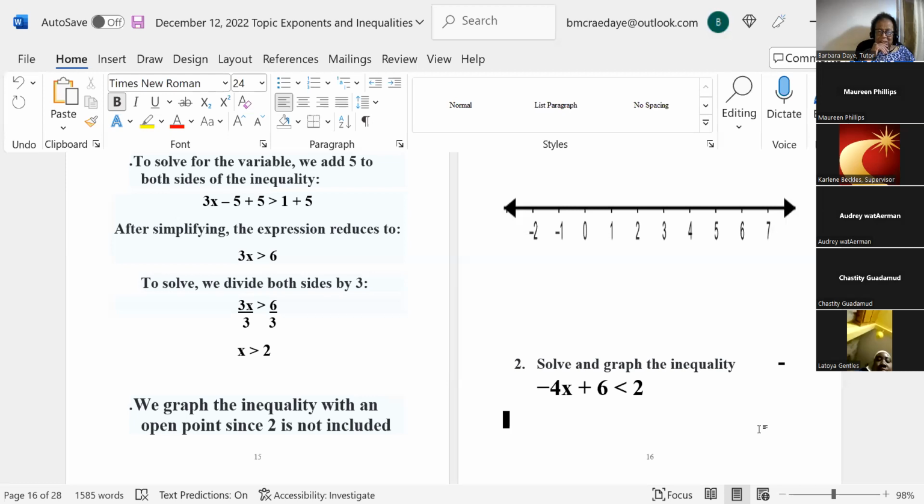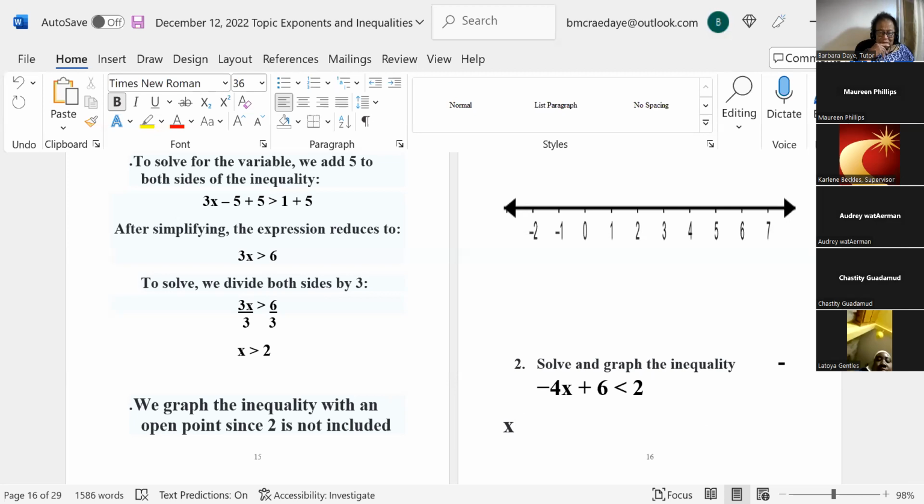Does anybody have an answer? Tell me one. What would you do first? Tell me what to write. What do you write, Audrey? I put x. You'll have x. Well, what do you have? What follows the x? Plus 6. No, I want your final solution.